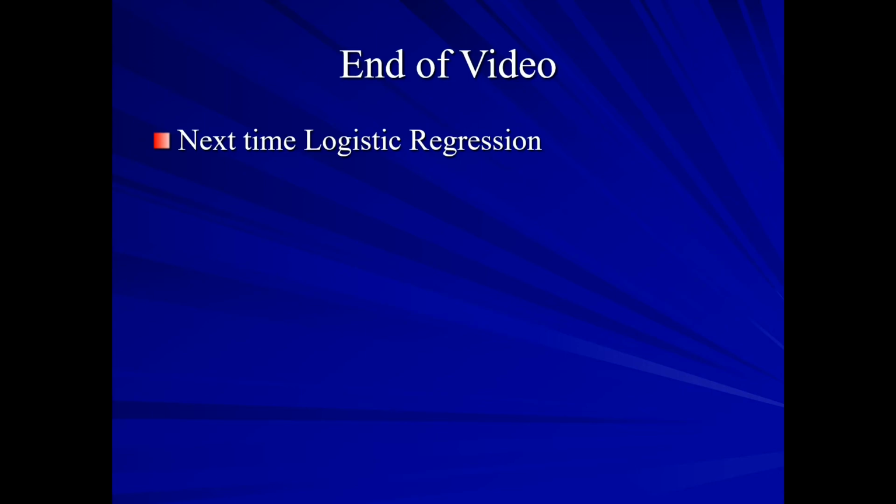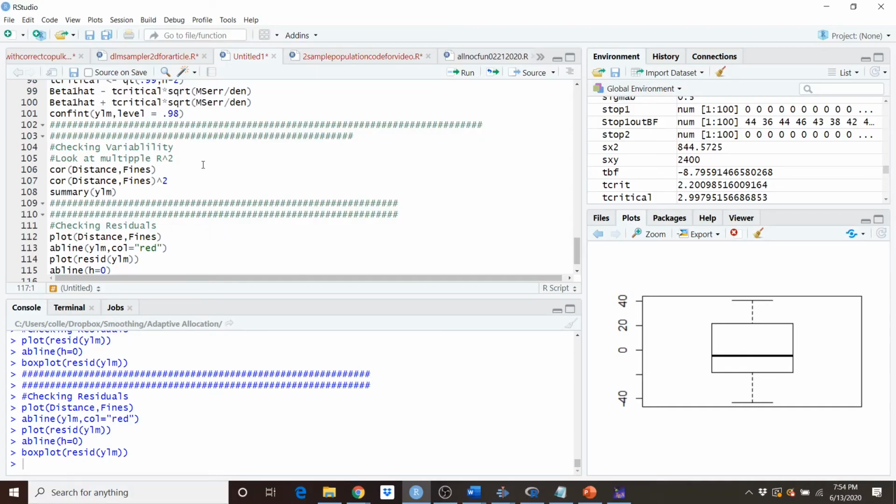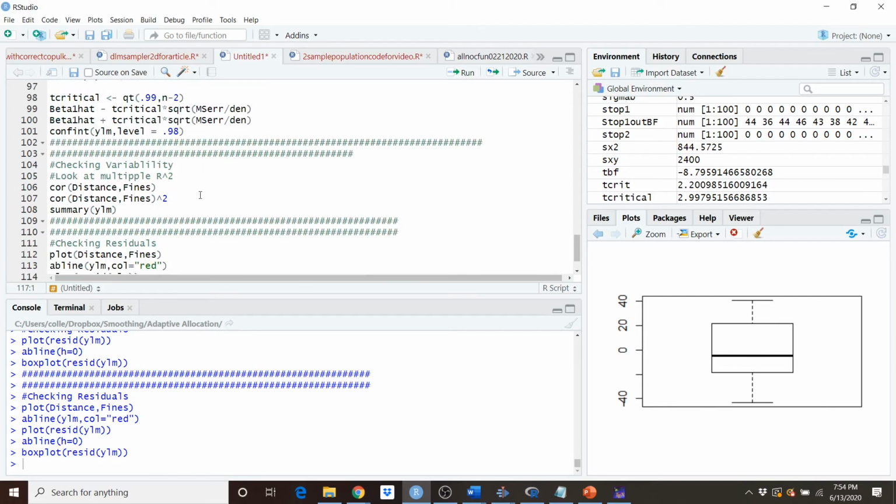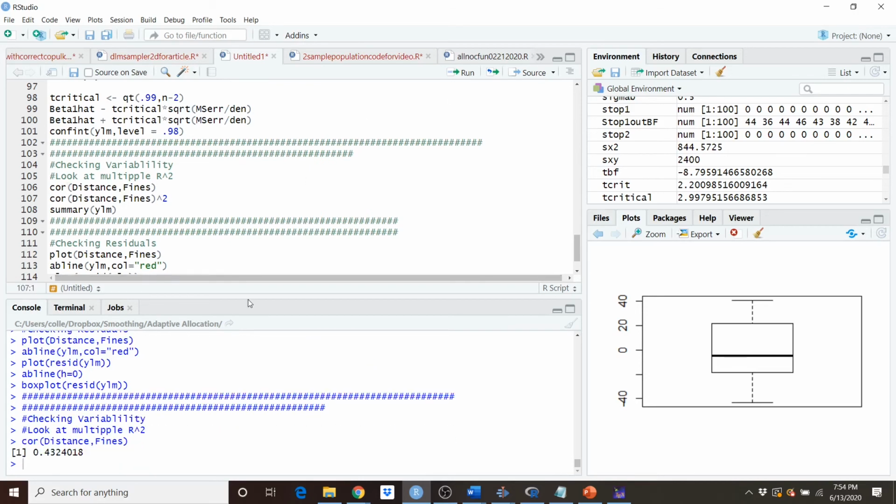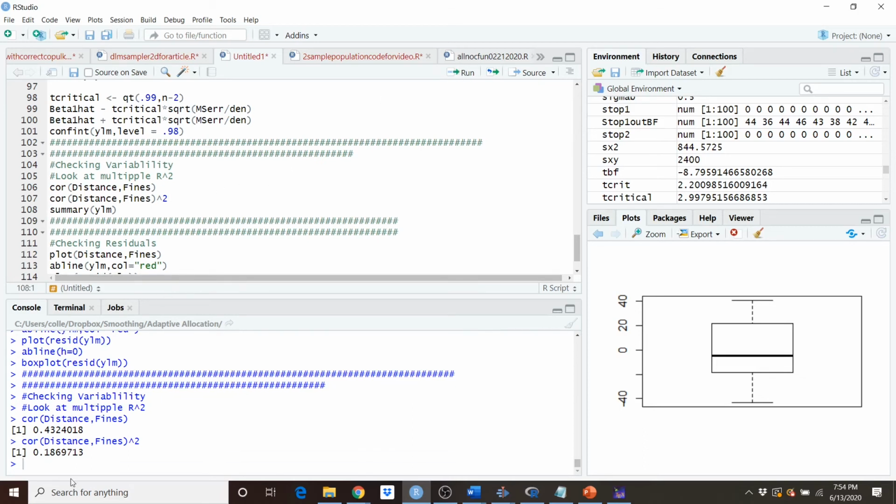We're going to focus on our variability, and we're going to focus on our residual plots. Okay, so let's recall we were dealing with our distance and finds data. And so I want to take the correlation of the distance and finds, and we found that that was 0.432418. But I'd like to know how much variability in finds can be explained by distance. And so if I simply square this correlation, I get 0.1869713.